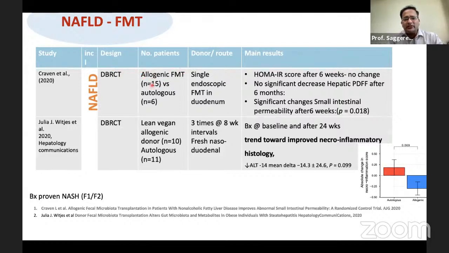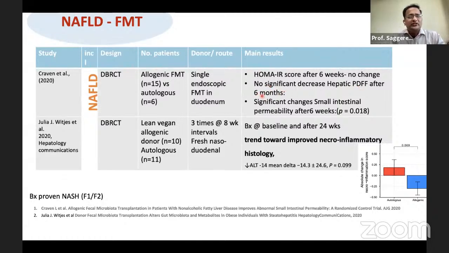The allogenic FMT in 15 patients versus autologous FMT in 6 patients, single endoscopic FMT instilled into the duodenum. They wanted to look at the HOMA-IR, the insulin resistance, and the liver fat through MRI-PDFF after 6 months. But there was a failure of the results here at the primary endpoint. There was no change in the insulin resistance, and there was no decrease in the hepatic PDFF fat content at 6 months.